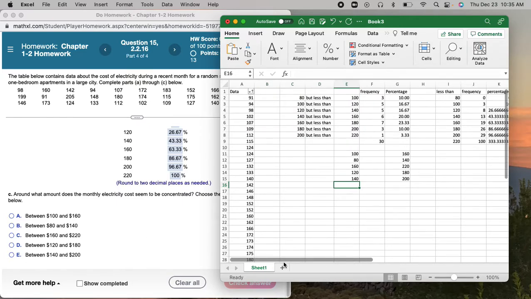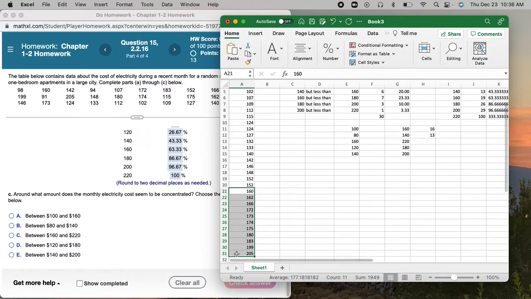So we need to find out what data is in these ranges. So between 100 and 160, I'm just going to highlight anything between 100 and 160, and it's all of this data here, and Excel is telling me 16. So I have 16 observations here. Now between 80 and 140, I do have 13 observations, so I type 13. Between 160 and 220, it is 11 observations. Between 120 and 180, I highlight and get 18 observations. And finally between 140 and 200, I highlight and I do have 16 observations.